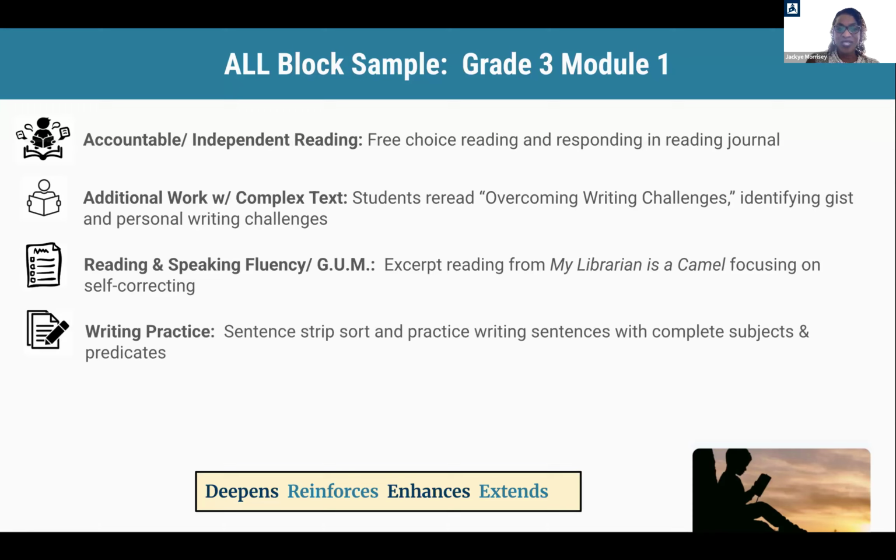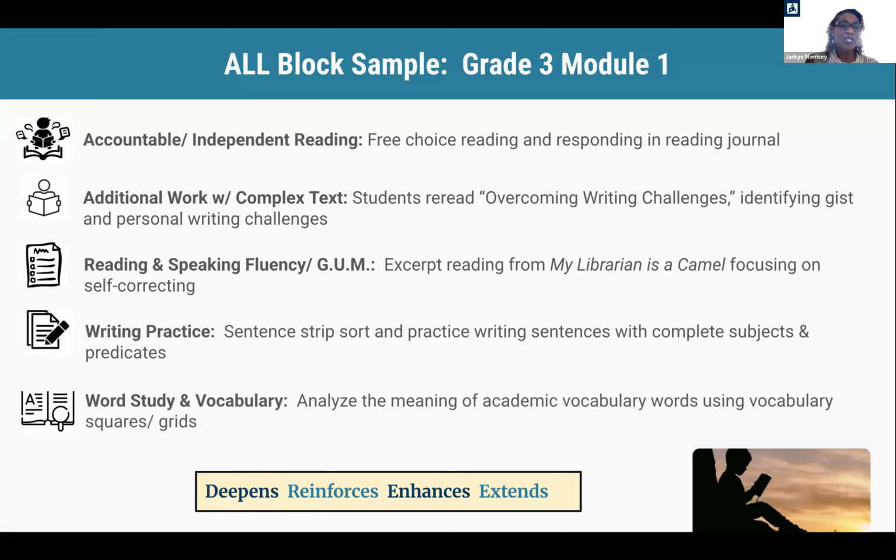And then there's the writing practice, where students with the teacher are dissecting or sorting sentence strips, and they're also practicing writing complete sentences with complete subjects and complete predicates. In word study and vocabulary, guess what? Students are analyzing the meaning of academic vocabulary words and using vocabulary squares and vocabulary grids to do so. As you see, when the students are engaging in the all block, they're deepening their level of understanding.